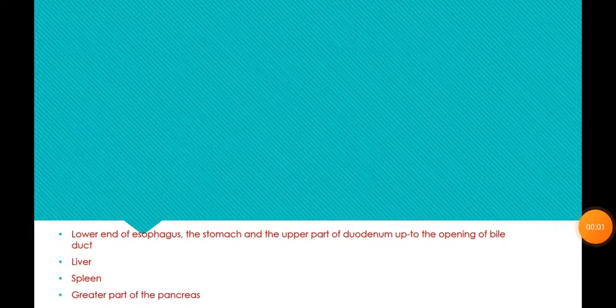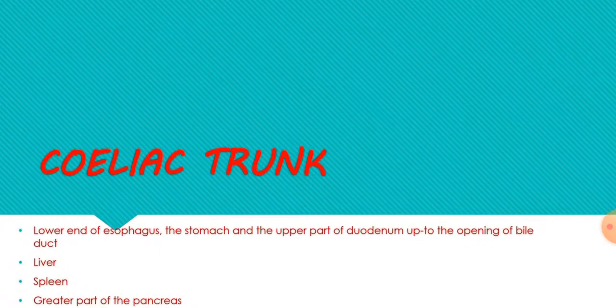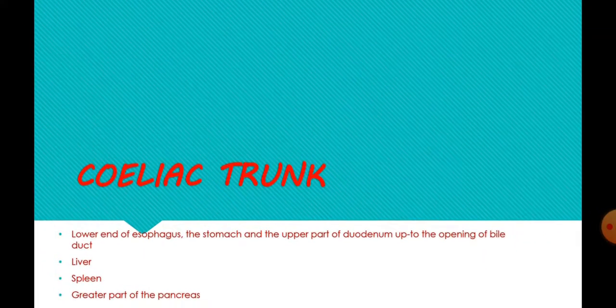Hi friends, today's video is about celiac trunk. Celiac trunk is one of the ventral branches of the abdominal aorta. It is the artery of foregut and hence supplies all the structures derived from the foregut, namely the lower end of esophagus, the stomach, upper part of the duodenum up to the opening of bile duct, the liver, spleen and greater part of the pancreas.